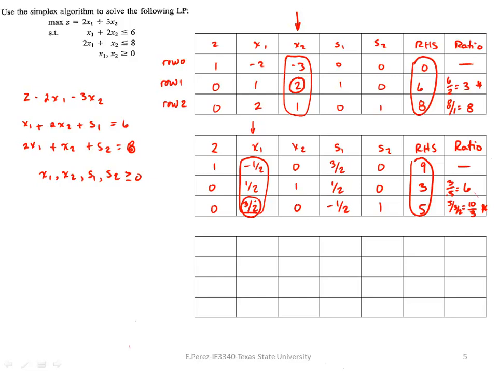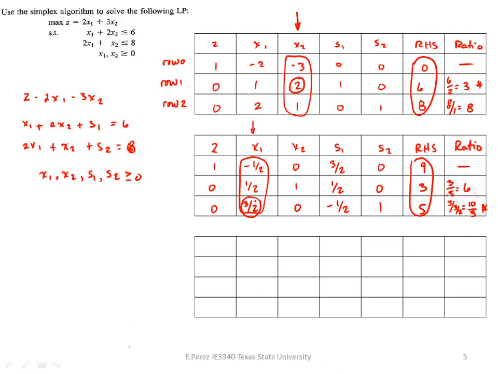You have to make that number 1. Okay, so you're going to multiply this row times 2/3. That will make this one 1. And then perform the operations to make this 0 and this 0. That will be your second iteration.